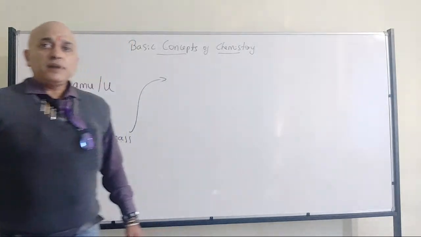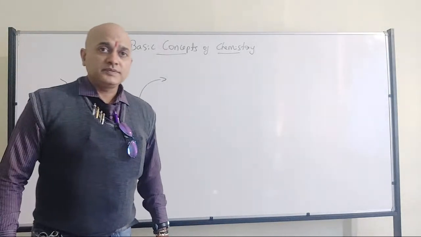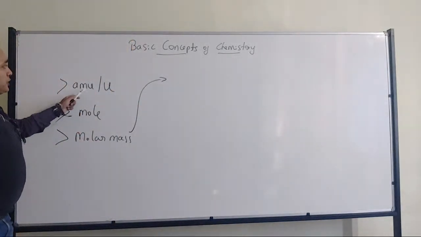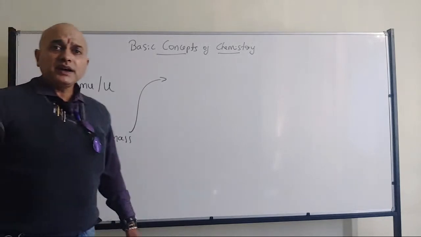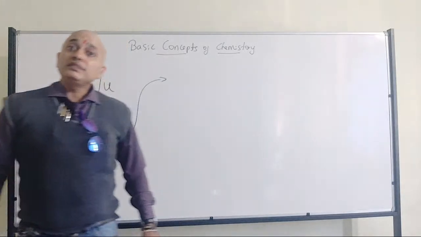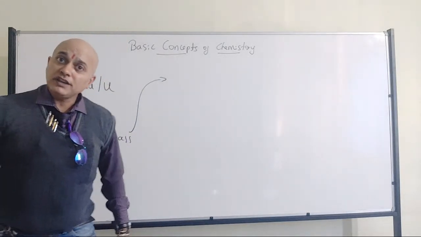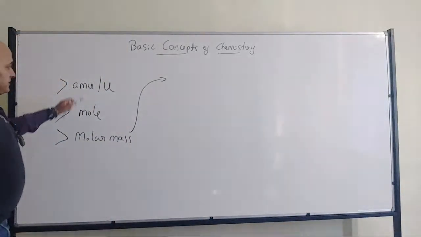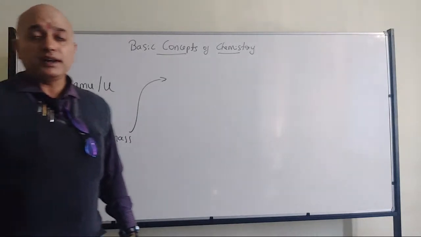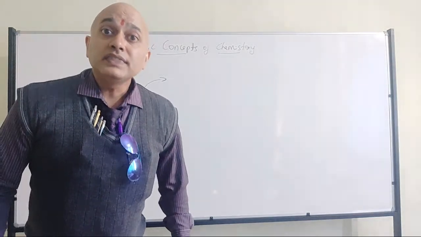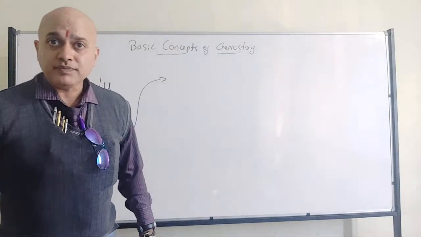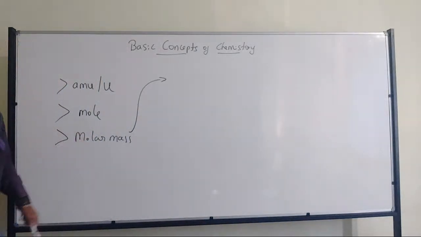What is the molar mass? Define the molar mass. Now, one atomic mass unit or unified mass is the mass equal to 1 by 12th of the carbon 12 isotope. One is done. What is mole? It's a number. It's not a mass. It's a number which is equal to the number of carbon 12 isotope present in its 12 gram. So that's where we have the mole.